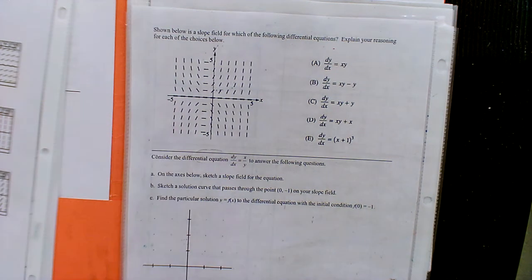So when you take a look at this slope field, are there any slopes that kind of stand out to you, like we know exactly what the slopes are at specific points?